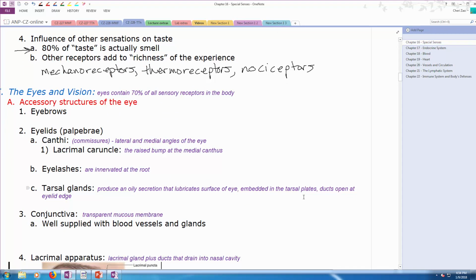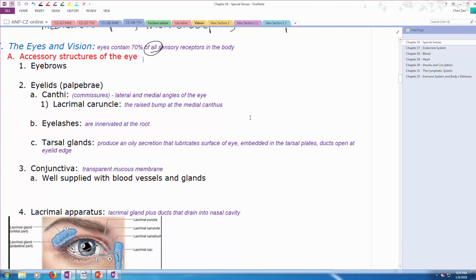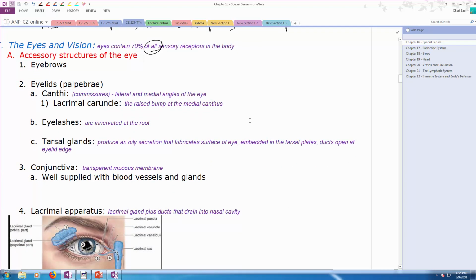Now, eyes and vision. Fascinating. Eyes. 70% of all sensory receptors in the body are in our two eyeballs. That's a lot of sensory receptors. We already talked about simple sensory receptors, so we're actually talking about the construction of the eyeballs. 70% of all of our sensory receptors are located there. So that's why the loss of vision is so profound. Our experience of the outside world is so dependent upon vision.